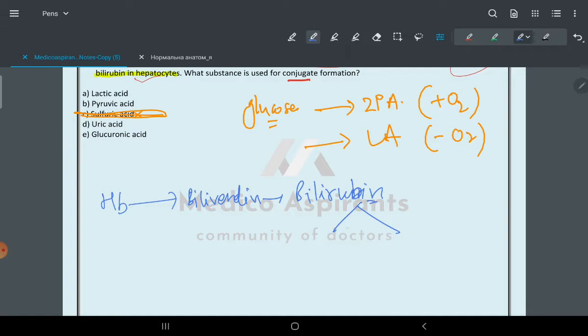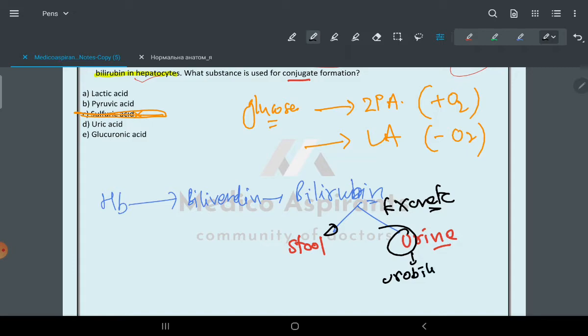Bilirubin, when they excrete, means go outside of the body. Where do they present? In stool, or they will present in urine. Urine starts with U, so the name is urobilinogen. Stool starts with S, so the name will be stercobilin. It is just a mnemonic, a trick to remember.